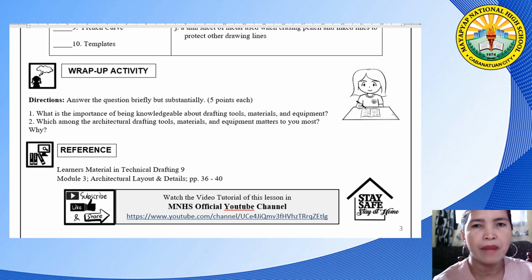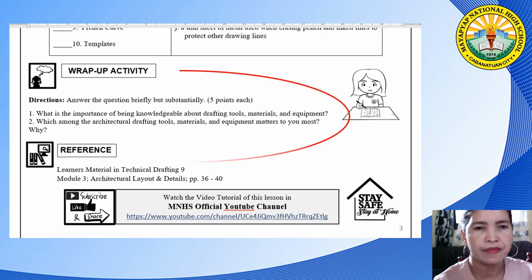And for our wrap-up activity, just provide brief explanations to answer the following questions. Number 1. What is the importance of being knowledgeable about drafting tools, materials, and equipment? Number 2. Which among the architectural drafting tools, materials, and equipment matters to you most, and why?